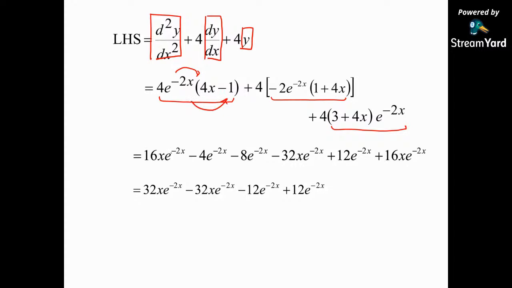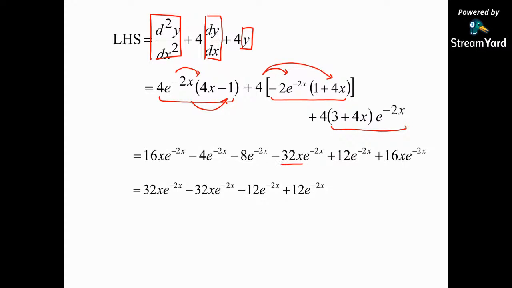So expand them, it will give us 16x e to the power of negative 2x, negative 4e to the power of negative 2x. This one, expand them again. Don't forget this one needs to be times 1 before you times 4. And negative 2e negative 2x will be times 4x before you times 4. So times everything, and you're going to end up with negative 8 e to the power of negative 2x, and then we will have negative 32x e negative 2x.